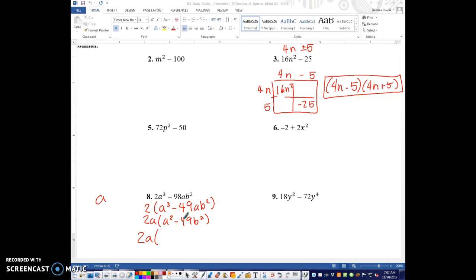What's the square root of 49? Type it in. It's 7. So it's plus or minus 7. And then what's the square root of b squared? It's b. You can do the box again if you need to. So it'd be a plus 7b, a minus 7b. Let me know if you have any questions. You should be able to do the rest of these on your own.